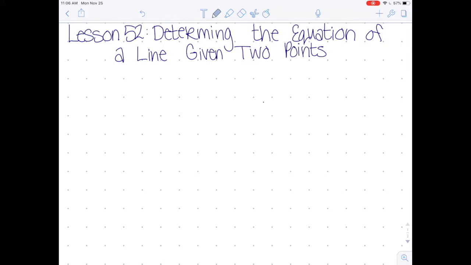Okay, lesson 52, determining the equation of a line given 2 points. So in the past we were given the slope and 1 point, and then we wrote the equation in slope-intercept form. Today we're going to learn a new way to find the equation of a line with another formula.